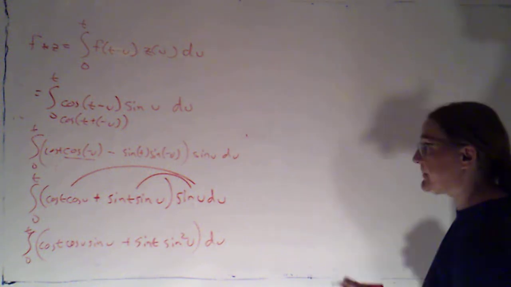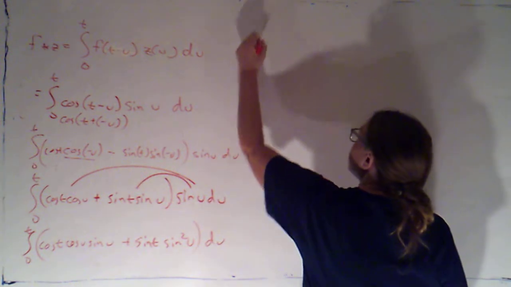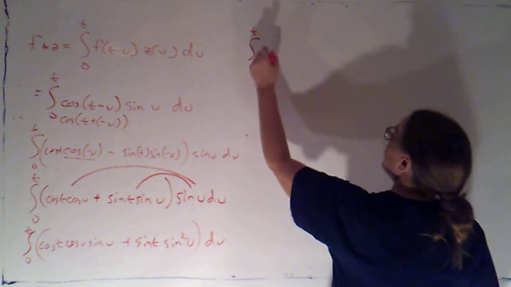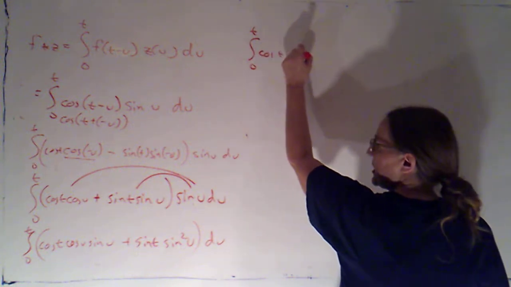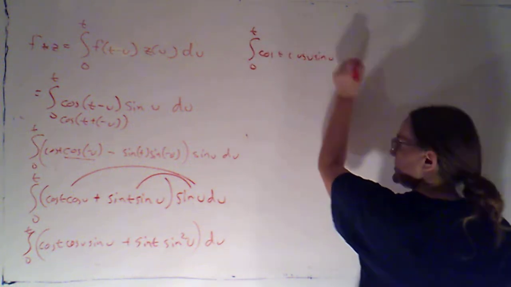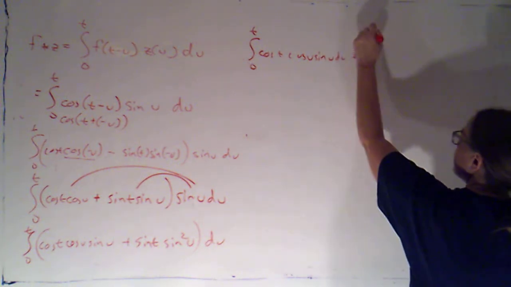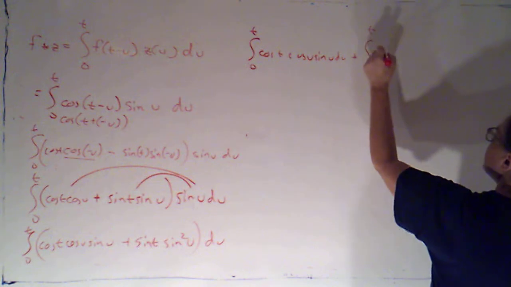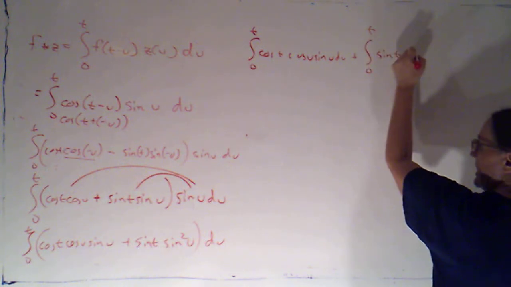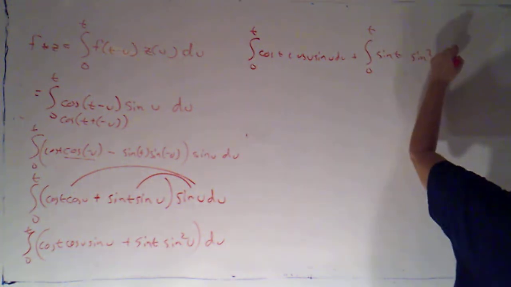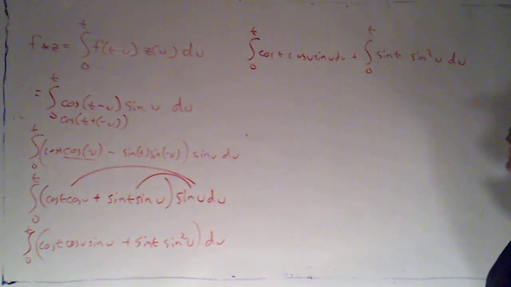So I'm going to split this up into two integrals. So we'll have the integral from 0 to t of cosine of t times cosine of u times sine of u du, plus the integral from 0 to t of sine of t times sine squared of u du.